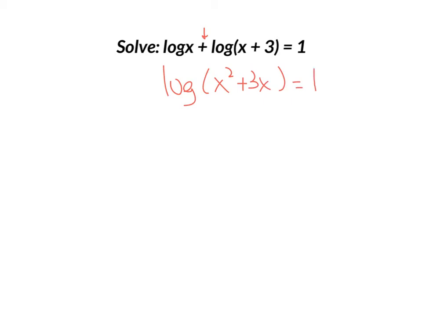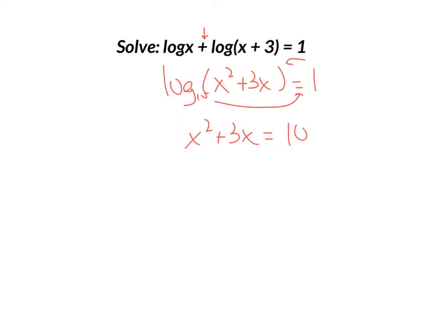Now, don't let this step get you. This is the toughest thing for some reason, but it should not be. I have 1 log. Whenever you have 1 log, you work out the log. And remember, that's really base 10. So I'm going to do 10 to the first power equals that. So I'm going to say x squared plus 3x equals 10 to the first power. 10 to the first power is just 10.